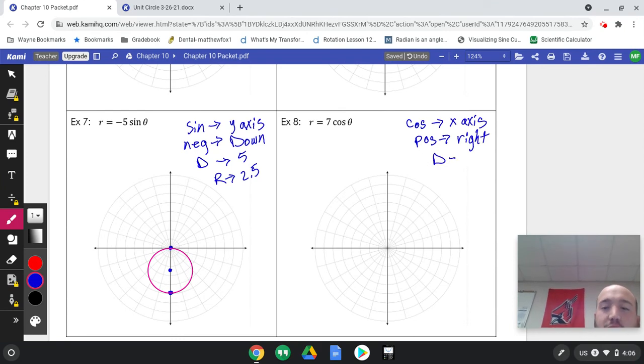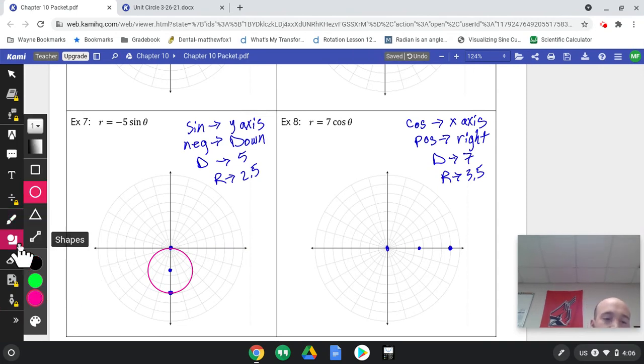The diameter is going to be 7. Radius is always half of that, so 3.5. So it starts at 0, goes to the right, 1, 2, 3.5. That's the center of the circle. And out here to 7, that's where it will end. I'm going to go ahead and sketch that in. All right, and we are done.